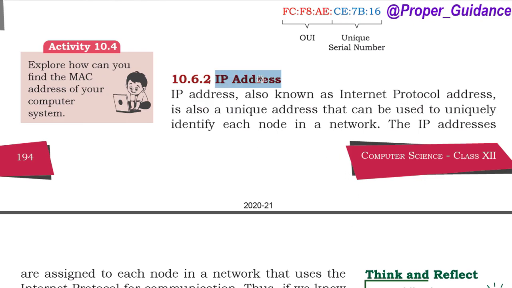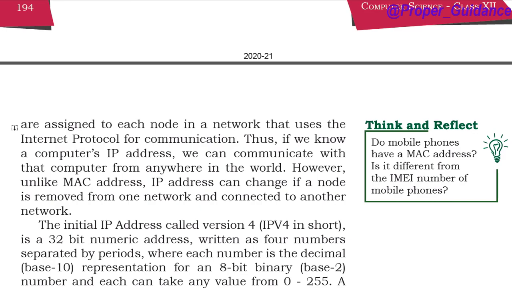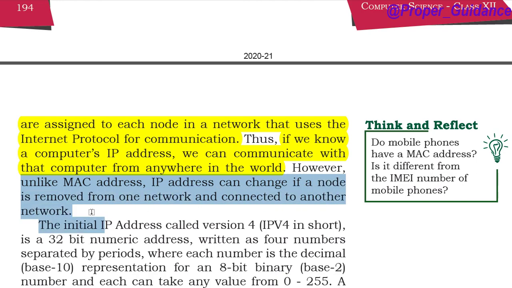And here comes IP address. Next, IP address, also known as Internet Protocol address. It is also a unique address that can be used to uniquely identify each node in a network. IP addresses are assigned to each node in a network that uses the Internet Protocol for communication. Thus, if we know a computer's IP address, we can communicate with the computer from anywhere in the world. However, unlike a MAC address, an IP address can change if a node is removed from one network and connected to another network.